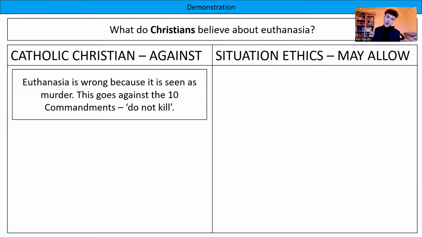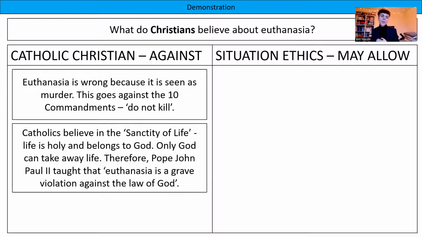So the Catholic Church believe euthanasia is wrong because it is seen as murder, which means it goes against the 10 Commandments, do not kill. And again, the 10 Commandments do not make exceptions. They do not say do not kill unless someone has a terminal illness or is in increasing pain. They say do not kill, full stop. And that, of course, reflects the fact that Catholics believe in the sanctity of life. Life is holy and it belongs to God. Only God can take away life.